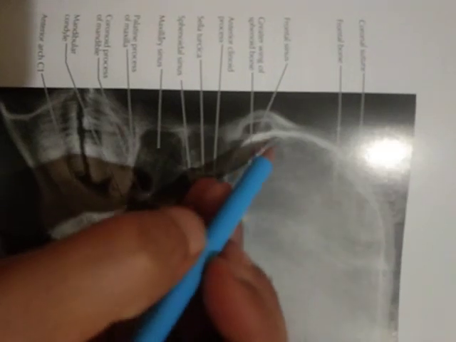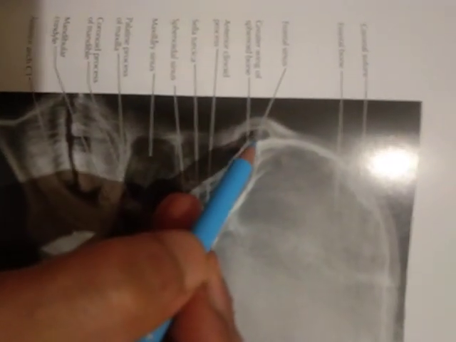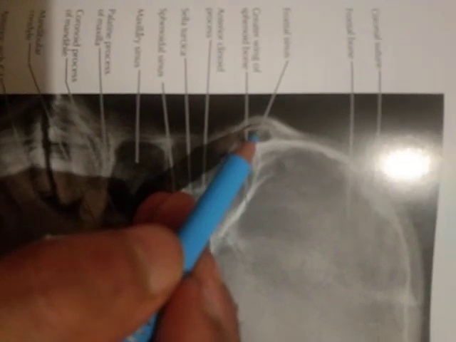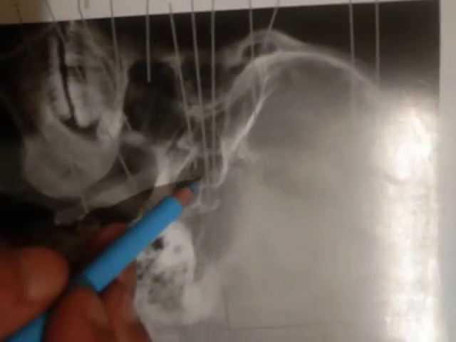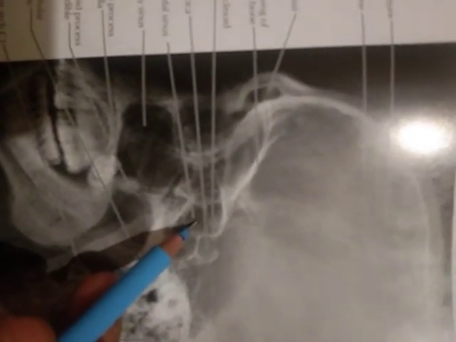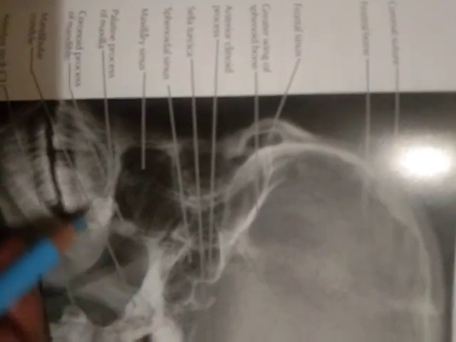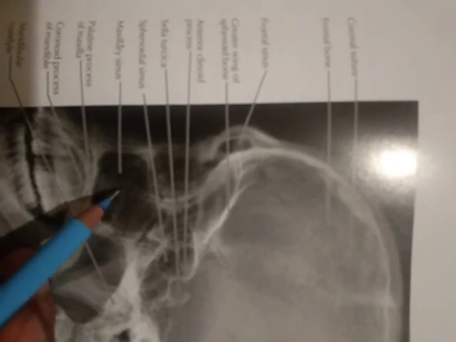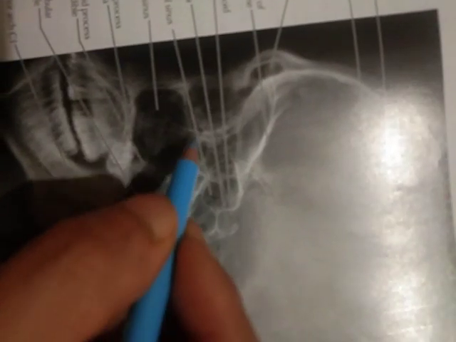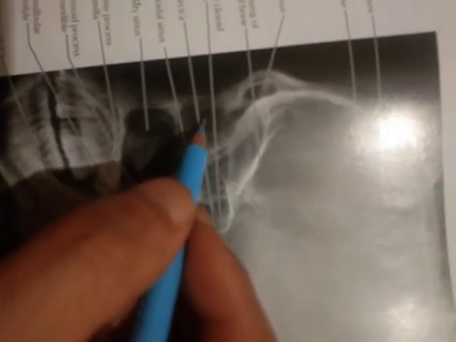Here in this diagram you can see clearly the air filled sinuses. This is the frontal sinus. Here this is the frontal sinus, and here this one is the sphenoidal sinus. This is the maxillary sinus, the bigger one, the biggest air sinus. And another one is the palatine air sinus, which you can see just behind that. Frontal air sinuses are paired in number.